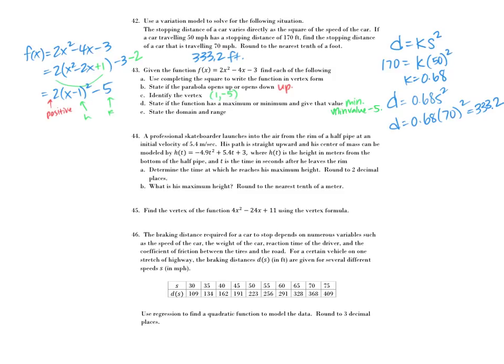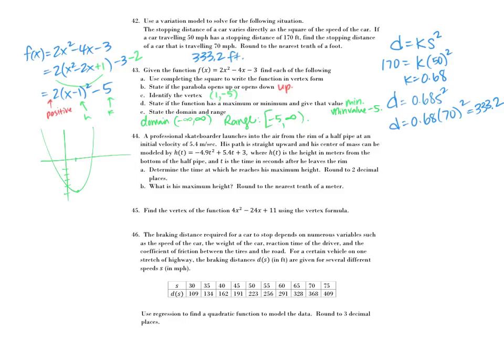State the domain and range. So the domain is going to be all real numbers for any parabola. And the range, well, let's just think about the graph of this. So 1, negative 5 is the vertex, and it's opening up from there. So the y values that it hits are going to go from negative 5 included to infinity.